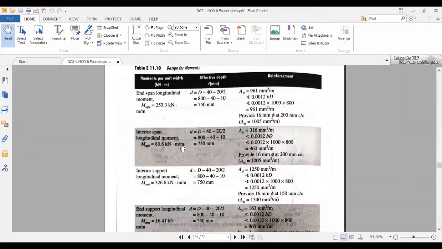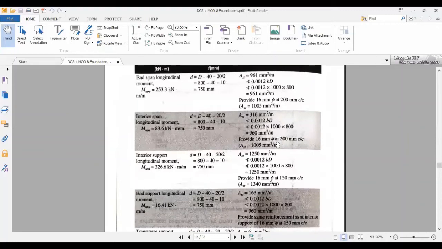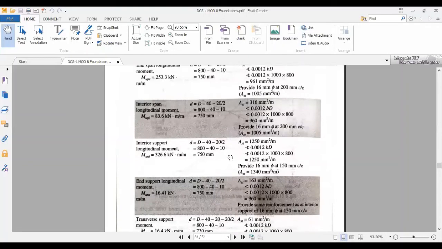Next is interior span longitudinal moment. So it is given by 83.6 kilonewton meter per meter, and d value would be D minus 40 minus 20 by 2, and it will be 750 mm. Area of steel is 316 mm square per meter, and minimum is 960 mm square per meter. So we'll provide 16 mm dia bars at 200 mm center to center spacing, and actual area accordingly would be 1005 mm square per meter.